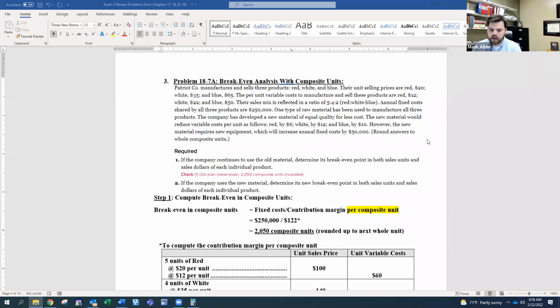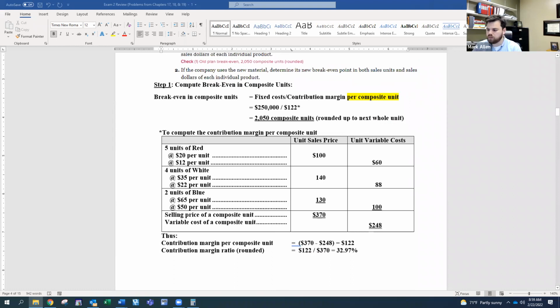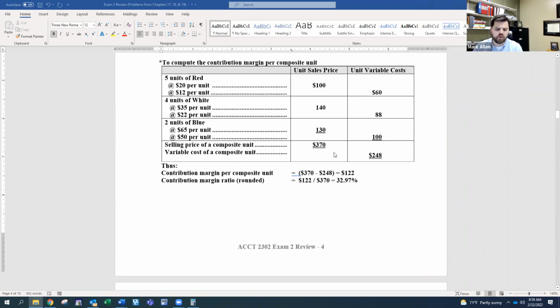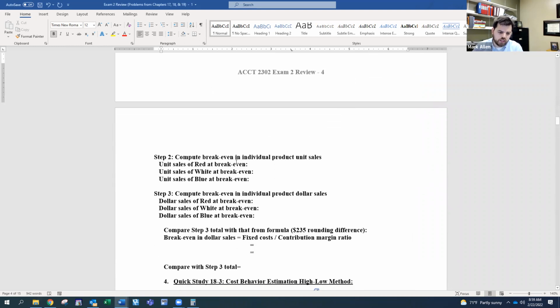So at this point, go ahead, take just a second, look it over, make sure you understand what we just did. And now we're going to go ahead and move on. So for the next piece, they ask us to go ahead and compute break even in individual product unit sales.